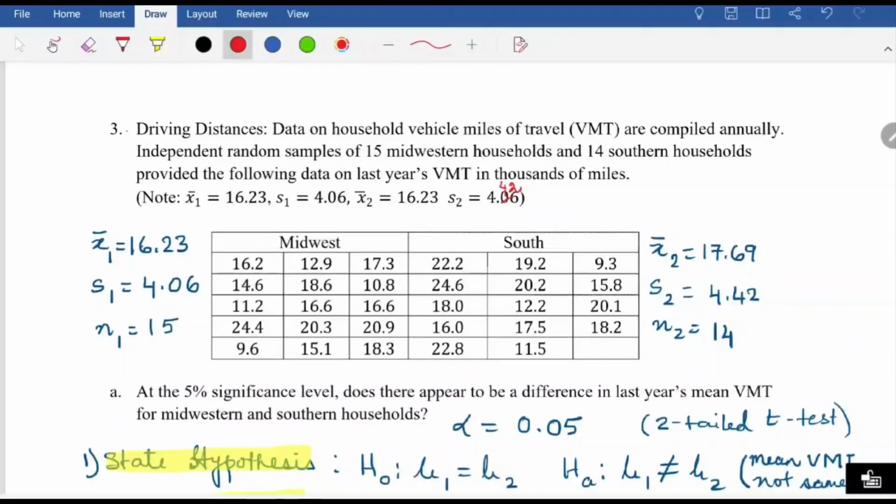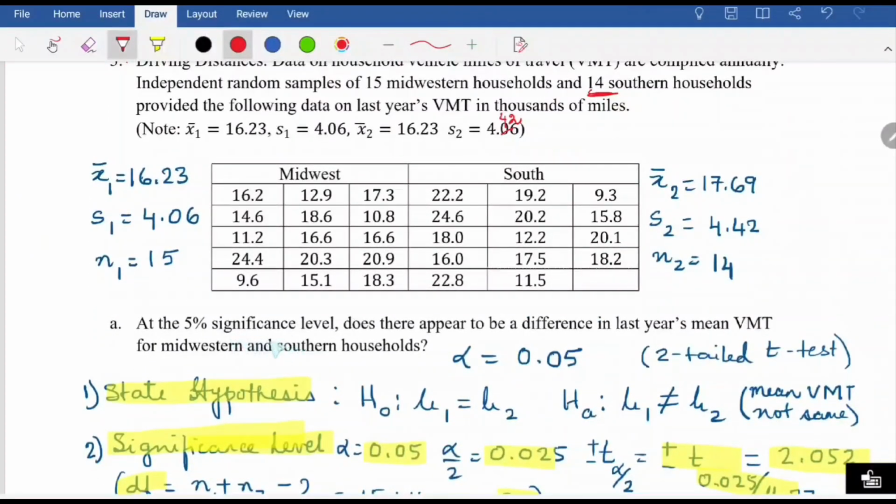So we have summarized the data: for the Midwest, sample mean 1 is 16.23, S sub 1 is 4.06, and N sub 1 is 15. And for the South, X bar sub 2 is 17.69, S sub 2 is 4.42, and N sub 2 is 14. This is the sample size for the second population. So the question is, at the 5% significance level, does there appear to be a difference in last year's mean VMT for Midwestern and Southern households?